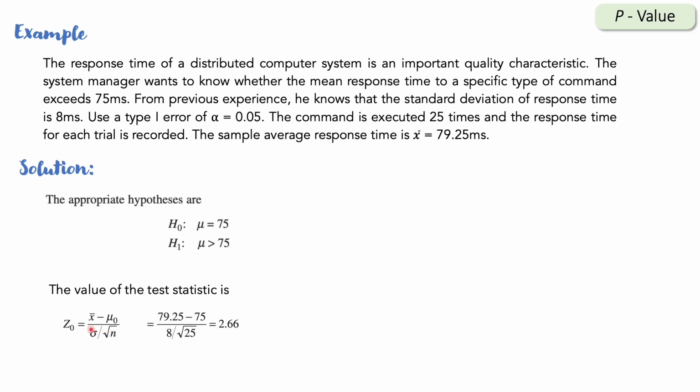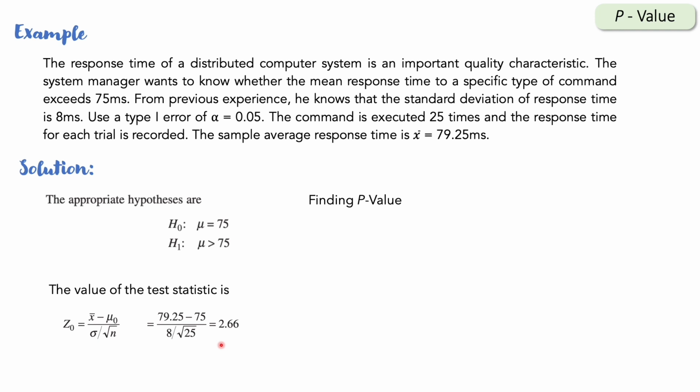This one is the sample mean, and this one is the mean of the population, divided by sigma, the standard deviation, divided by the square root of the sample size. Okay, so by calculating we get z naught is equal to 2.66. Now we have to find out the value of p for this test statistic.